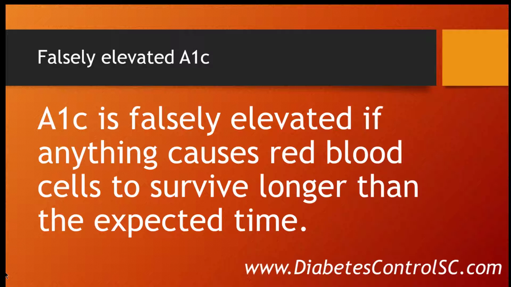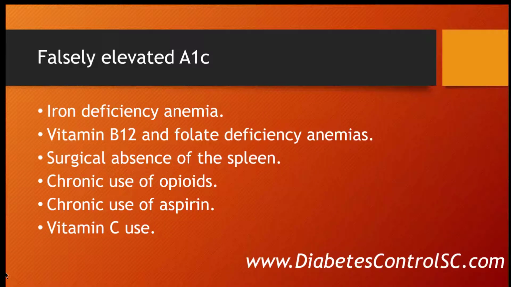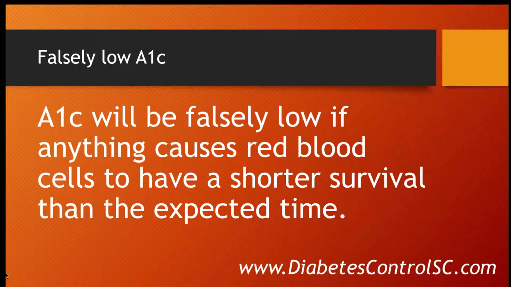A1c can be falsely elevated. It can be falsely elevated if anything causes red blood cells to survive longer than the expected time. Falsely elevated A1c can be caused by iron deficiency anemia. We've actually seen it in some people who were just taking iron but not anemic. Vitamin B12 and folate deficiency anemias, and the absence of the spleen, chronic use of opioids, aspirin, or vitamin C can also cause falsely elevated A1c.